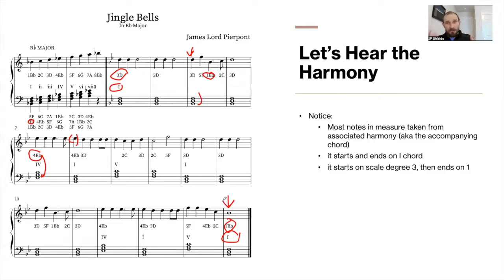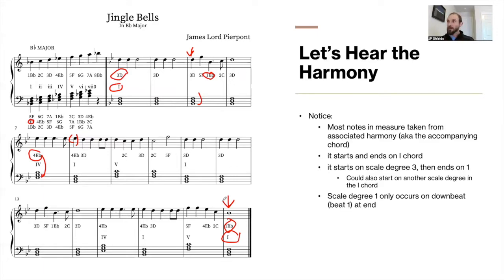This helps show closure. Now, it is important to note it could start on another scale degree in the one chord. It could start on the five. It could even start on the one. But the important thing to note is that the scale degree one only occurs at the end on a downbeat, or if it happens at the beginning, it only occurs once at the beginning and once at the end. Make sense?